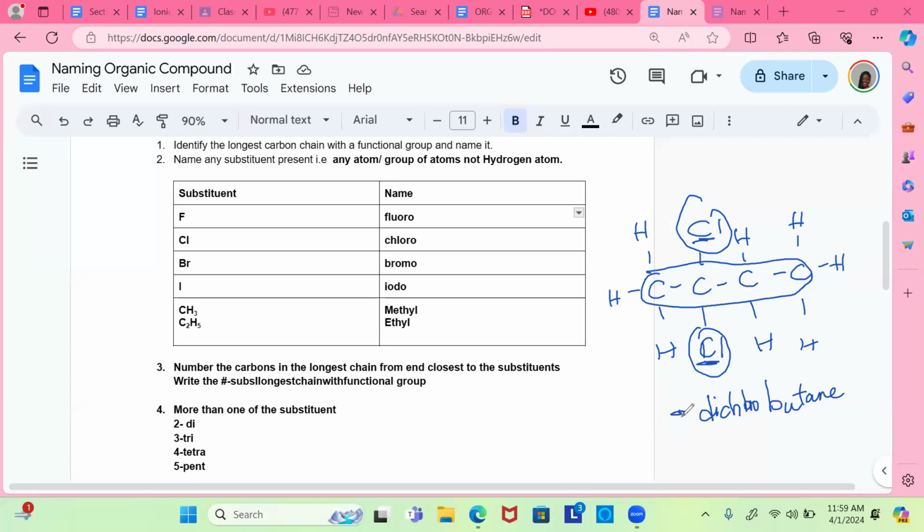So di means I have 2 chloro. So I need to tell which carbon has these 2 chloro. So I need to state the carbon numbers with the 2 chloro. In this scenario, I number from the end closest to the substituents. So it's going to be 2. Both of them are on carbon number 2. So it's 2,2-dichlorobutane. Both chloro are on the second carbon. Clear? Yes, miss.